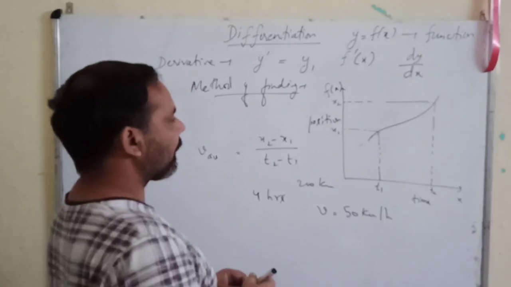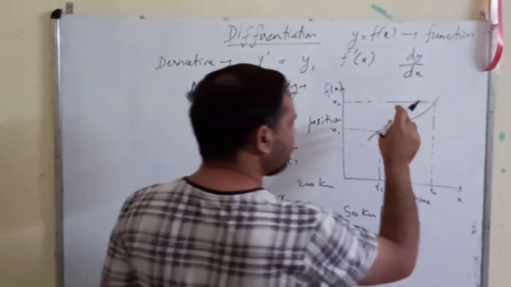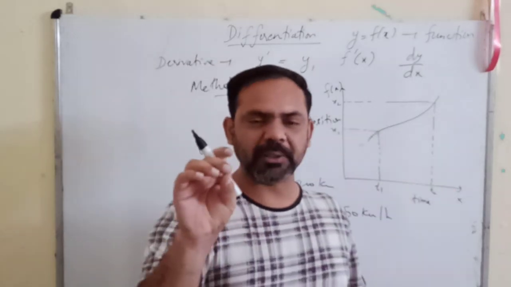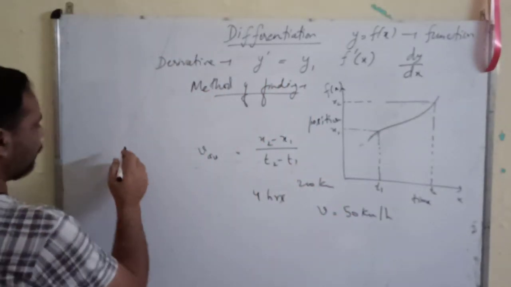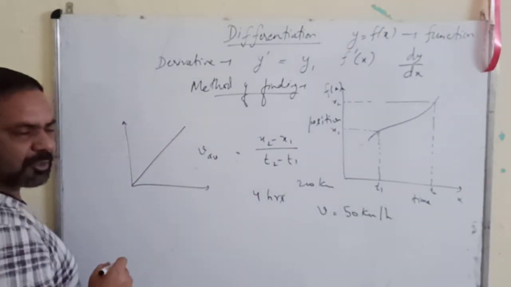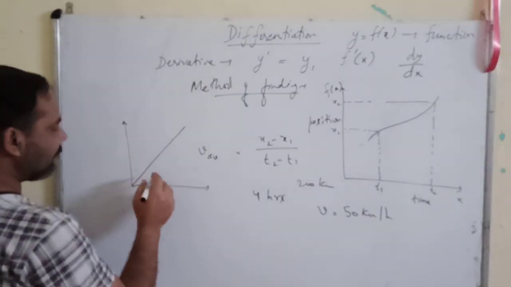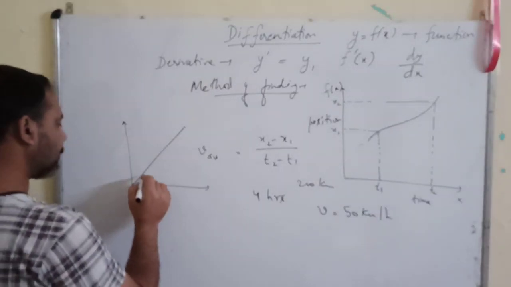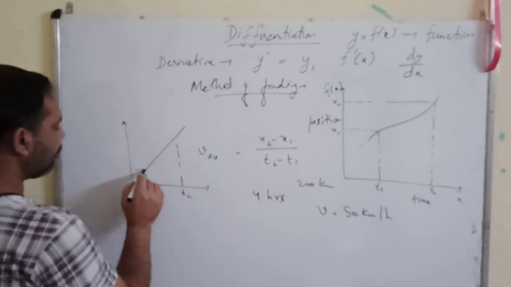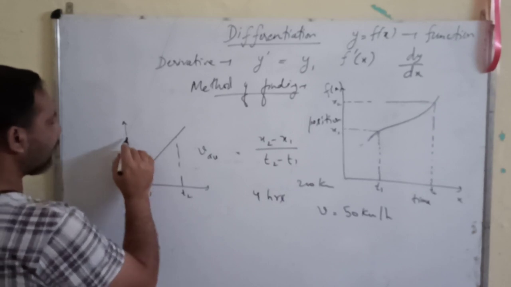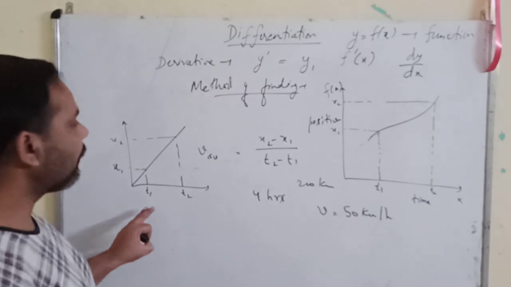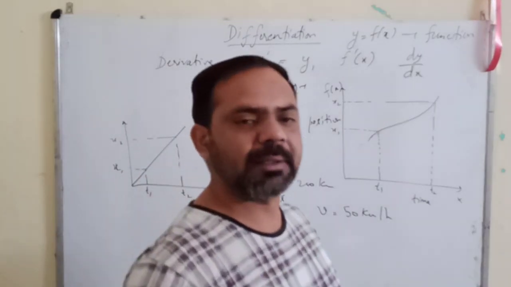What about the instantaneous velocity? Suppose you want to find how much the velocity was at any particular time. Once again, I would like to draw another graph. Suppose you get a graph of this nature, a straight line. Then you can easily say the velocity, suppose you take t1, this is t2, this is x1 and this is x2. In case you have a straight line graph, then your average velocity itself will be the instantaneous velocity.